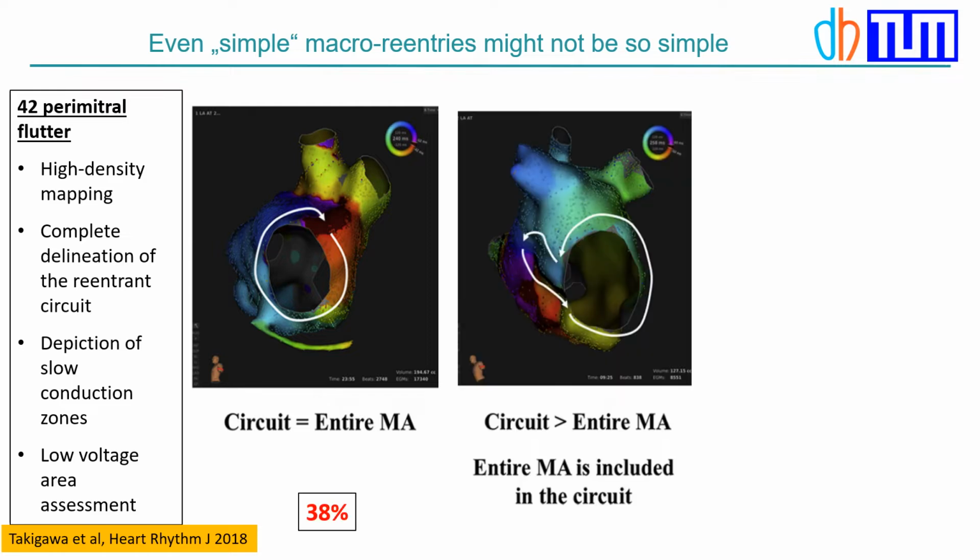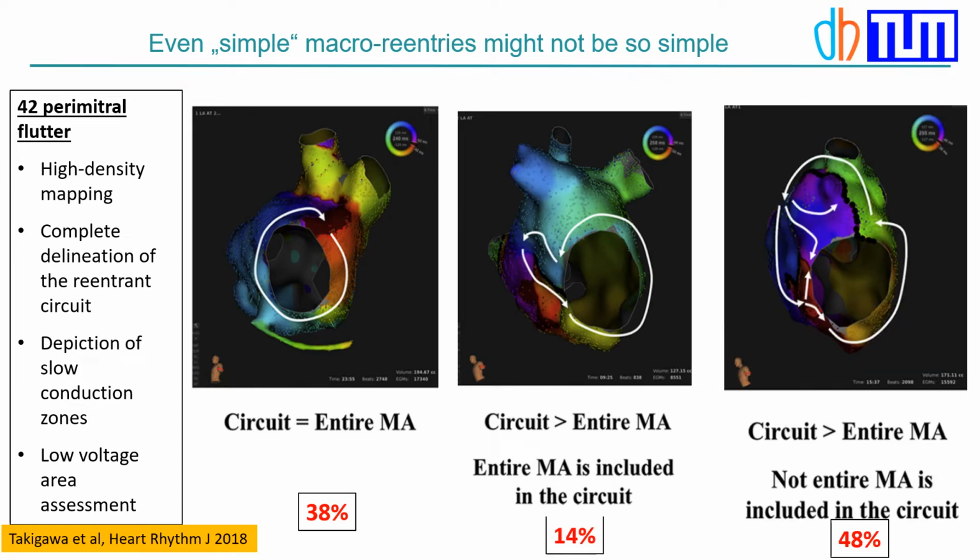some, 38%, fulfilled this preconception that the circuit comprises the entire mitral annulus, but not more. Whereas they had also cases in 14% where the circuit is longer than the entire mitral annulus, but the complete mitral annulus is included in the circuit. Whereas they had even half of the patients where the circuit was longer than the entire mitral annulus, but did not comprise the complete mitral annulus.